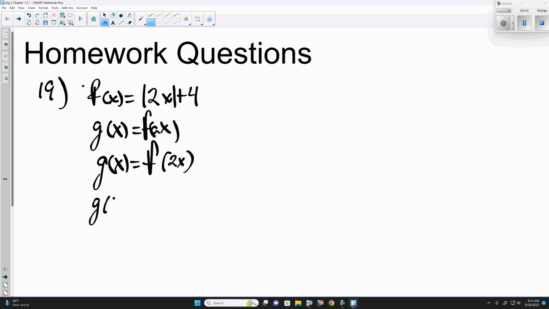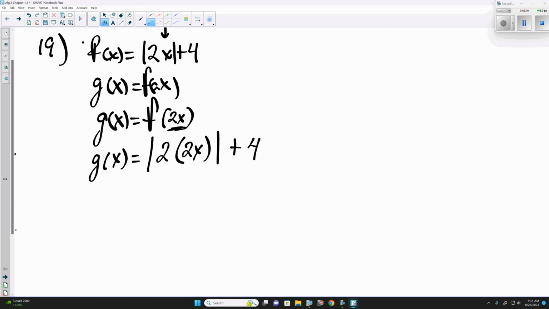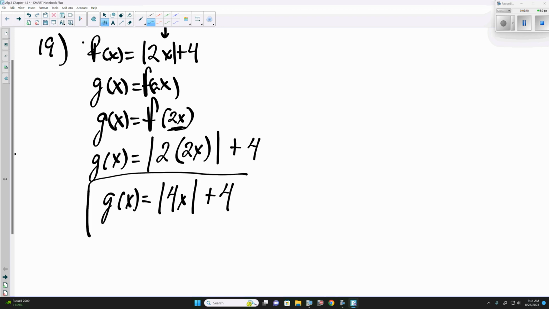Now, at this point here, we don't have f of x anymore. We have f of 2x. So every x in the equation has to be switched from x to 2x. So we'll still have the absolute value bar. We still have the 2, but instead of x, we now have 2x. So inside the absolute value bars, we now have 2 times 2x, and we have the plus 4. Now at this point here, we just need to simplify. So our 2 times 2x is going to be 4x, and we have plus 4 still.